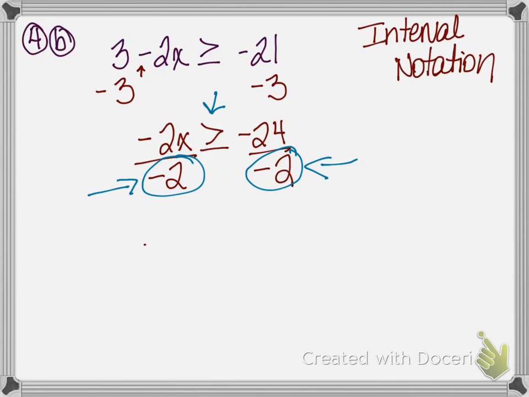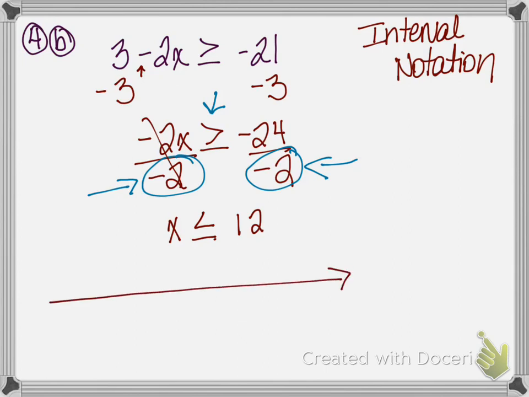So I have negative 2 divided by negative 2. That's going to cancel out, and I'm left with x. I have to reverse that sign. So x is less than or equal to negative 24 over negative 2, which gives me positive 12. Okay? So x is less than or equal to positive 12. Now, I have told you guys the way to get it correct with interval notation is to graph it first. That is a big help. So 2, 4, 6, 8, 10. I need one more.